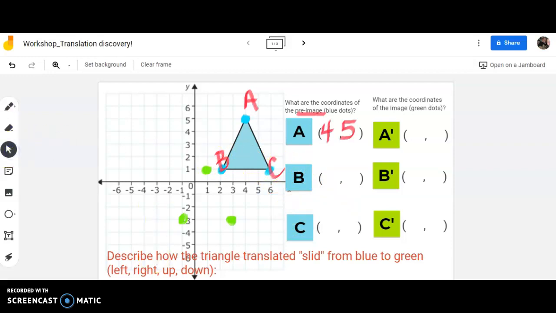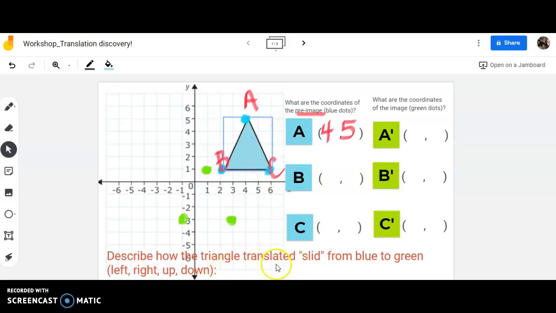What I said down here in red says to describe how the triangle translated or slid. Remember, translation is just a slide. How did it slide from the blue to the green dots here? Remember, we can only use the terms left, right, up, or down. We cannot use diagonal as a direction. So if we notice, it moves two directions. It doesn't matter which one you say first.